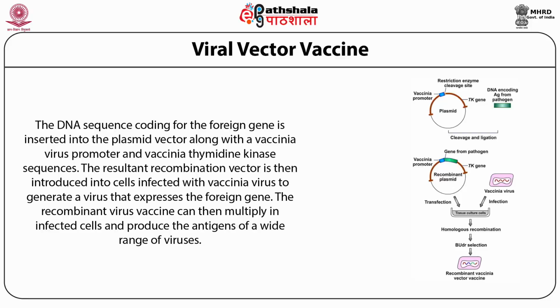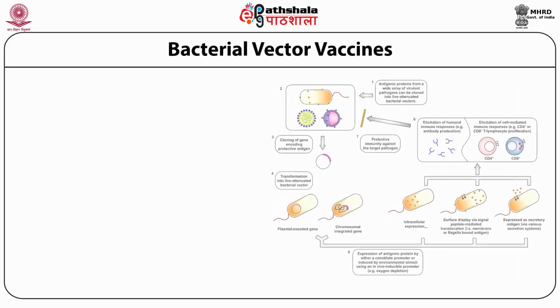The homologous recombination occurs, and then the culture is selected using bromo-uridine selection, and finally the recombinant vaccinia vector vaccine is obtained, which can then multiply in the infected cells and produce the antigen of a wide range of different viruses. We see now not the virus as the vector but bacteria as the vector for the production of vaccines.